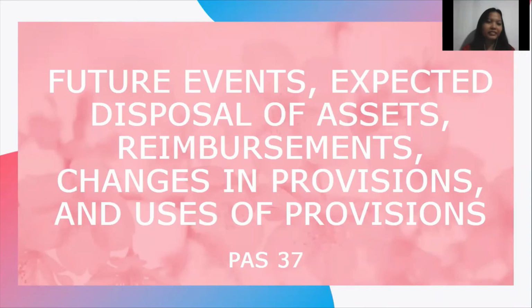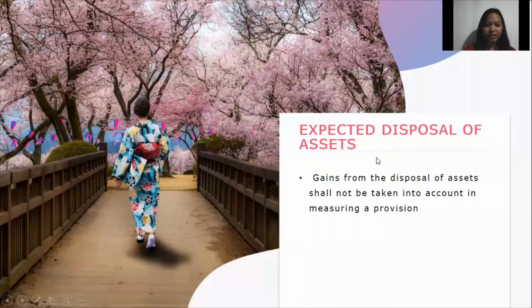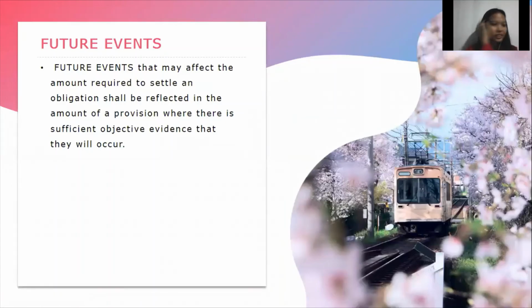So good afternoon, everyone. My part in our report in PAS 37 is future events, expected disposal of assets, reimbursements, changes in provisions, and uses of provisions. So first is future events. Future events that may affect the amount required to settle an obligation shall be reflected in the amount of provision where there is sufficient objective evidence that they will occur.